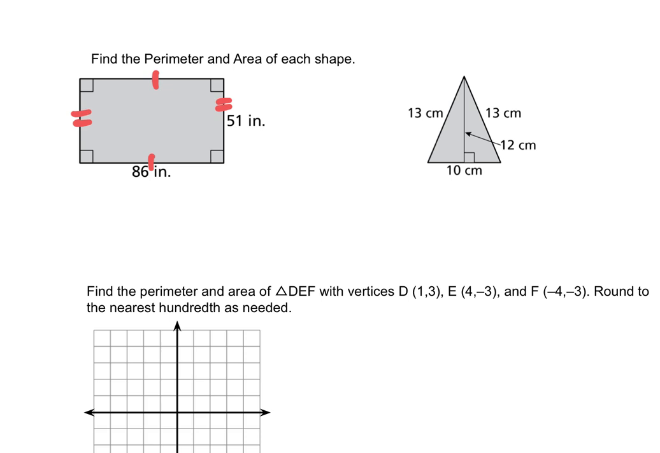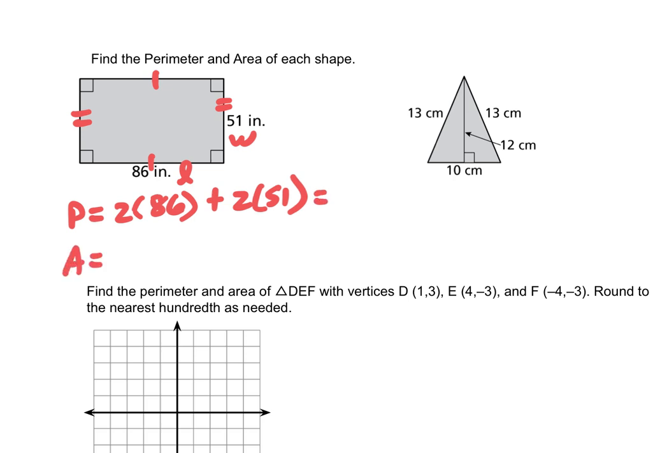So if I wanted to find the perimeter here, this is my L, this is my W, length and width. So we're going to do 2 times 86 plus 2 times 51. And then we can plug that into our calculator. 2 times 86 plus 2 times 51. Let's see what we get. If you got your calculator, plug it in. If you need a calculator, you can go grab one from the yellow box over there. You're going to need one today.